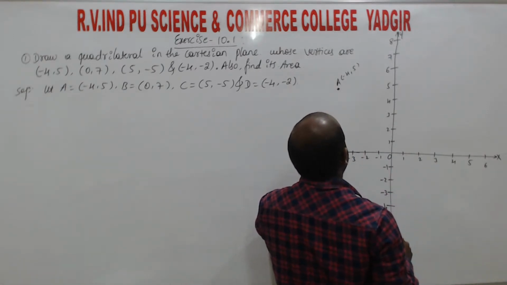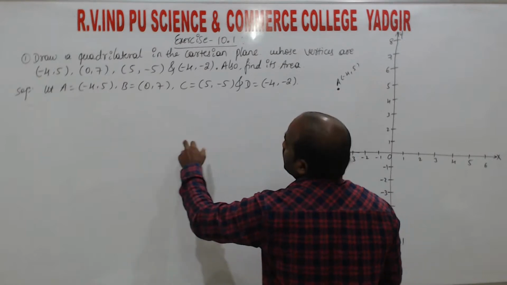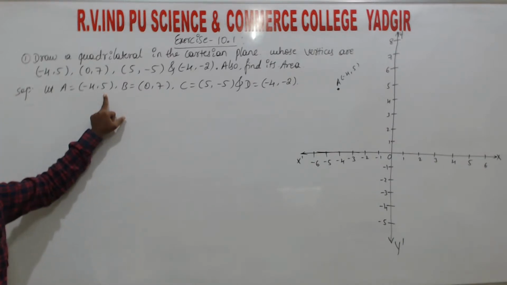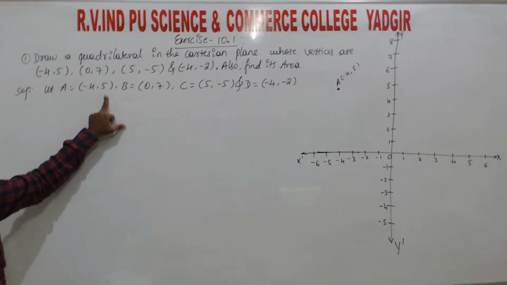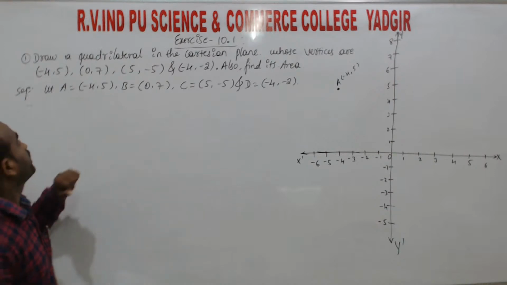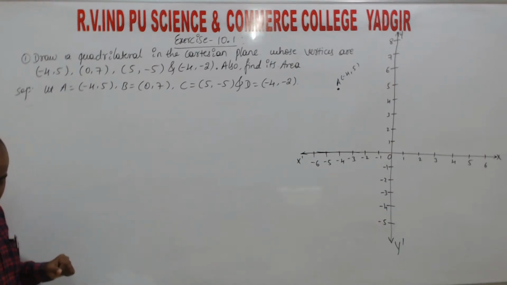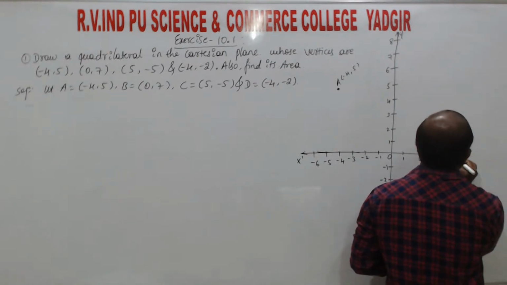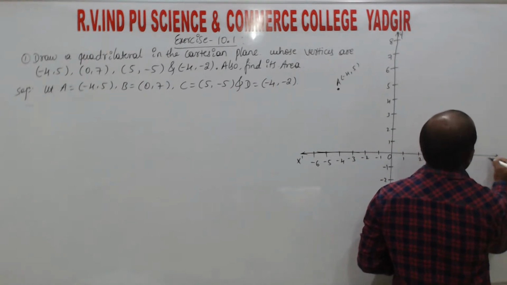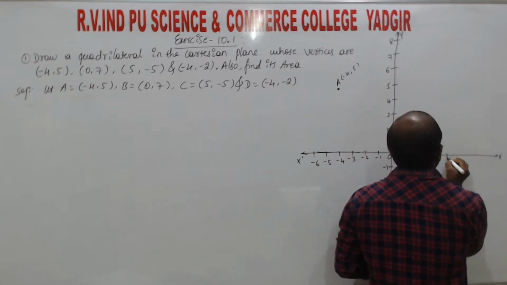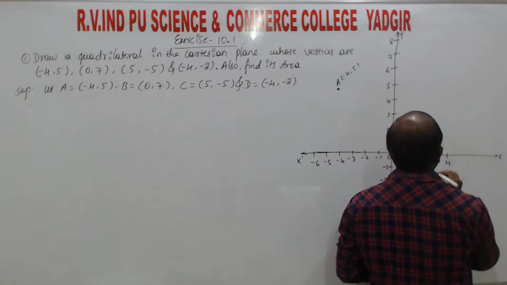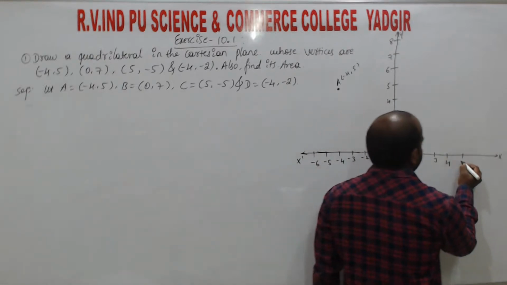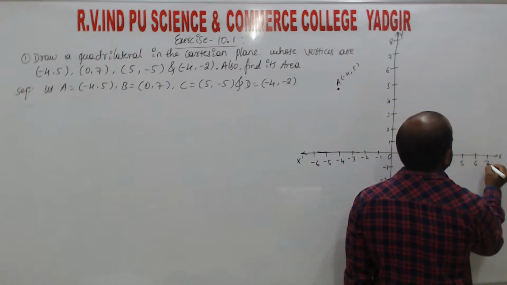Now A point is minus 4 comma 5. Now B point is 0 comma 7. Now I have to mark it. We are taking 0 comma 7, and this point is 7 comma 0. Use the pointer. Now I'm taking the points 3, 4, 5, 6, 7.